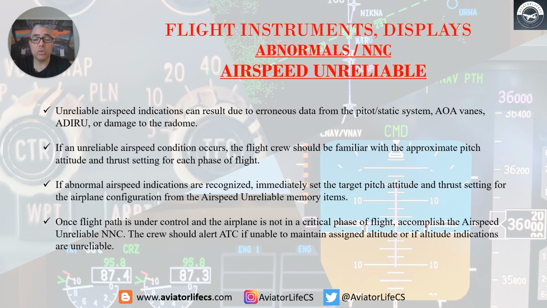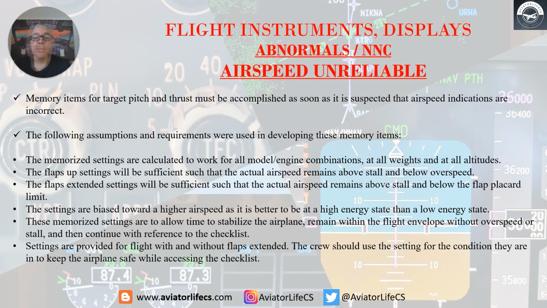Once flight path is under control and the airplane is not in a critical phase of flight, accomplish the Airspeed Unreliable non-normal checklist. The crew should alert ATC if unable to maintain assigned altitude or if altitude indications are unreliable. The memory items for target pitch and thrust must be accomplished as soon as it is suspected that airspeed indications are incorrect. When those memory items on the Airspeed Unreliable non-normal checklist were developed, this is what they took into account, and I think this is very good to know.